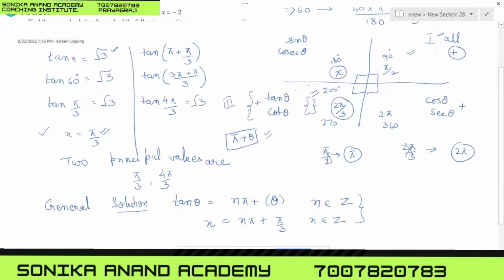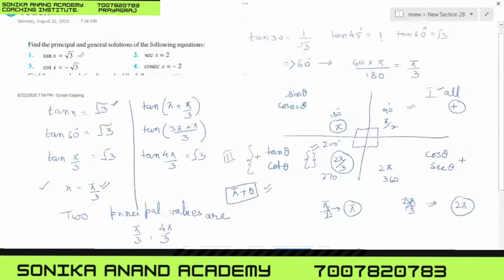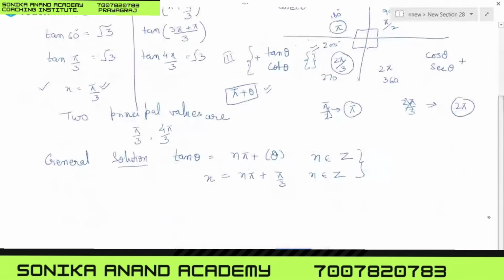Now the second question we have: sec x is equal to 2. Clear? So now can you tell me at which angle it becomes 2? Then I will tell you. Firstly, you tell me what's the value of the angle. If you haven't remembered the table, please remember it.